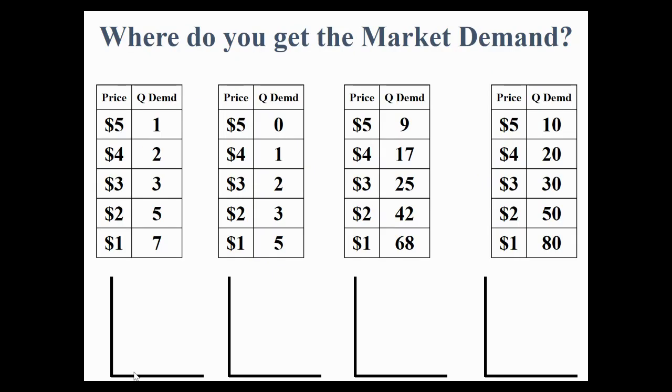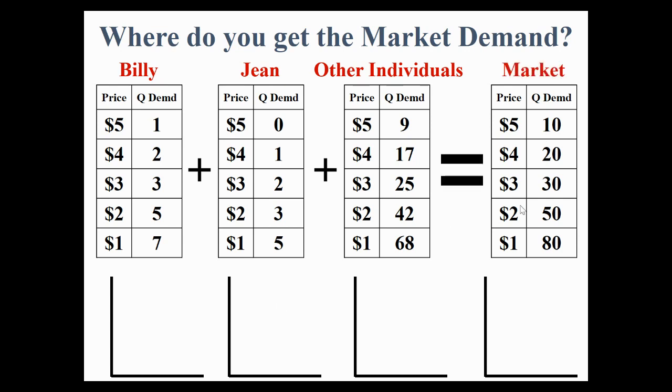Now, how do we get our market demand? Well, what we do is we take each person's individual demand curve. So if we've got Billy's demand curve, Gene's demand curve, and then the others in class, we add up everyone's individual demand curves, and then we get the market demand curve.